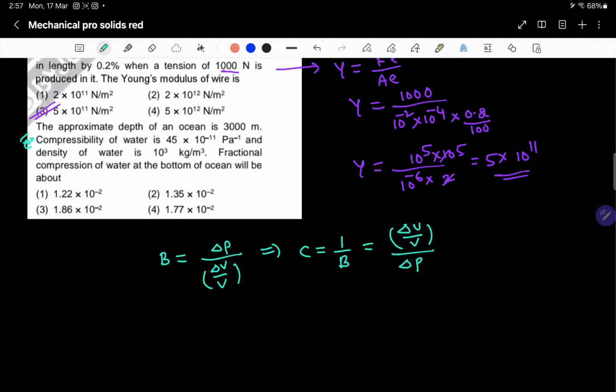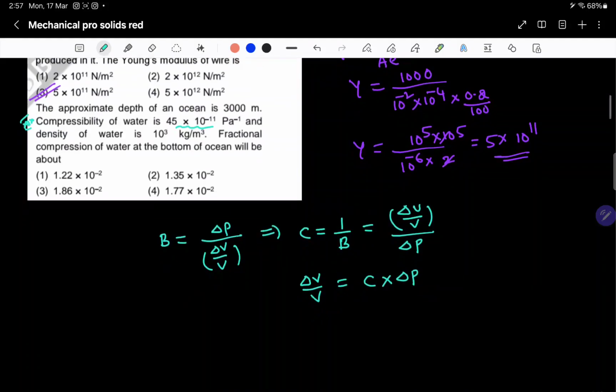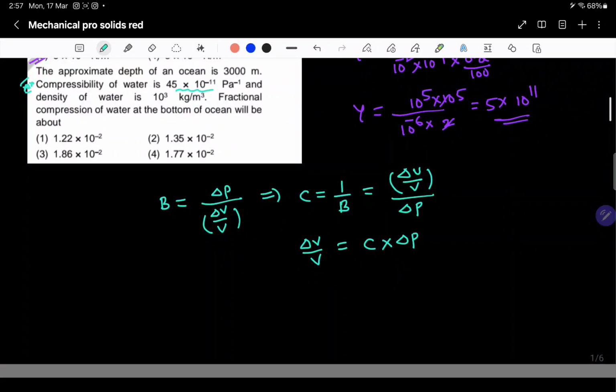So here compressibility C value is given, okay, and rho GH, height is given, density also given. Fractional compression of water at the bottom of ocean. That means this delta V by V is asked, students, fractional compression. So delta V by V equal to compressibility into delta P. Delta P, depth is nothing but rho GH. So delta P is nothing but pressure inside. So actually fluids related concept, pressure inside is, you know very well, rho GH. So C into rho GH, just value substitution.